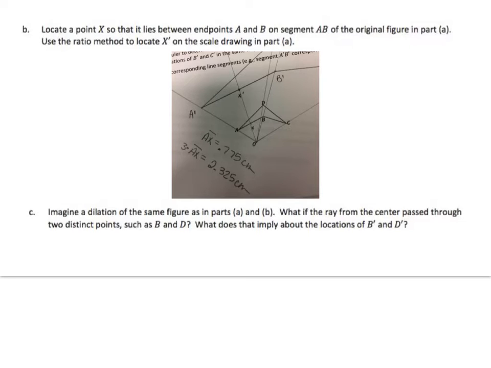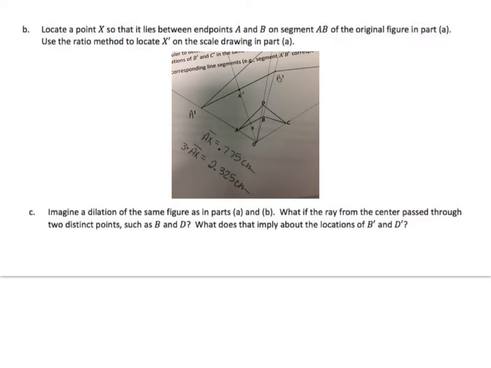The next question. Let's just talk about it. Does A prime, B prime, C prime, D prime look like a scale drawing of A, B, C, D? It does. Can we verify it? We could verify it by measuring all the segments and by measuring the angles. Okay, the angles are going to be consistent, and the lengths of the sides are going to be proportional. Let's look at this next question.